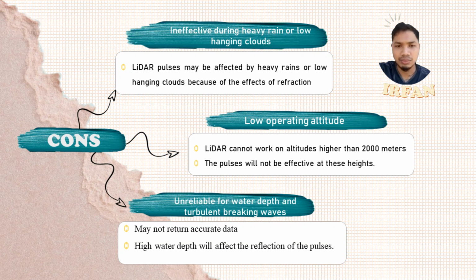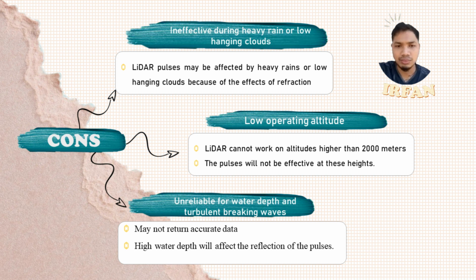The disadvantage of LiDAR is that it is ineffective during rain or low-hanging clouds. LiDAR pulses may be affected by heavy rain or low-hanging clouds because of the effect of refraction, since LiDAR uses light to measure the distance and to survey the forest.